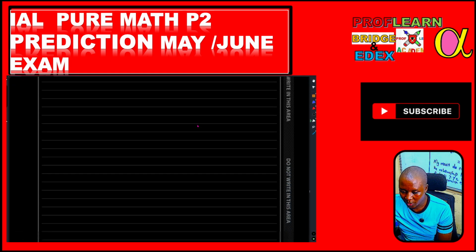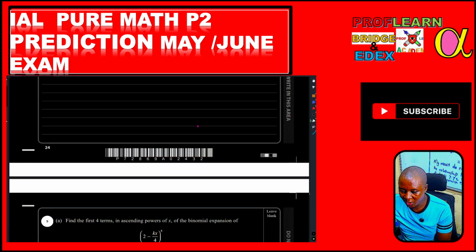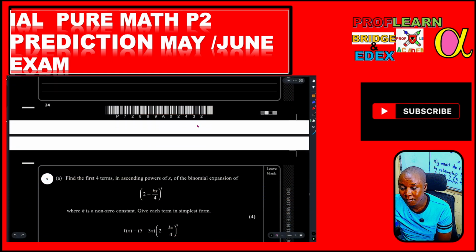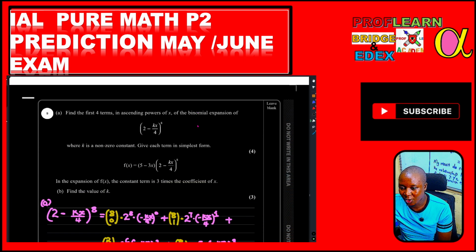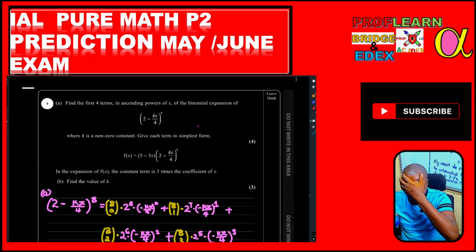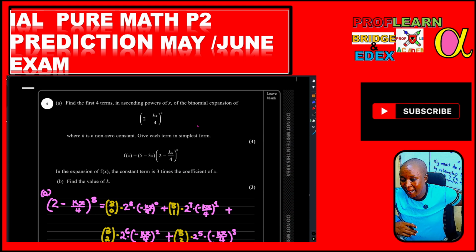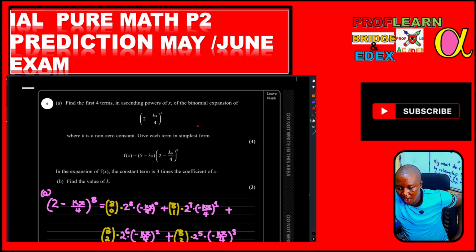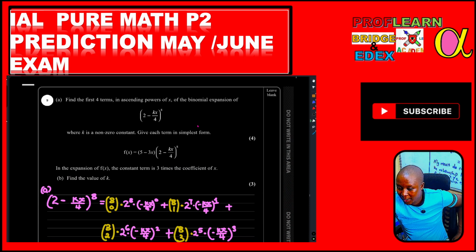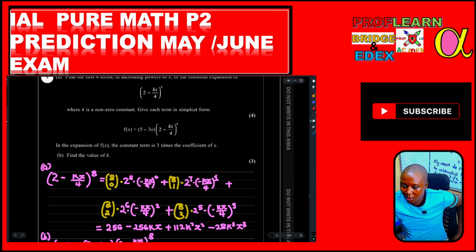Moving to question number 8. That's another concept that is likely 100% to be tested, binomial expansion. Now, how do you expand this kind? So we are going to say this is the first term and this is the second term. The powers of the first term will be decreasing as the powers of the second term increase. The power is 8.